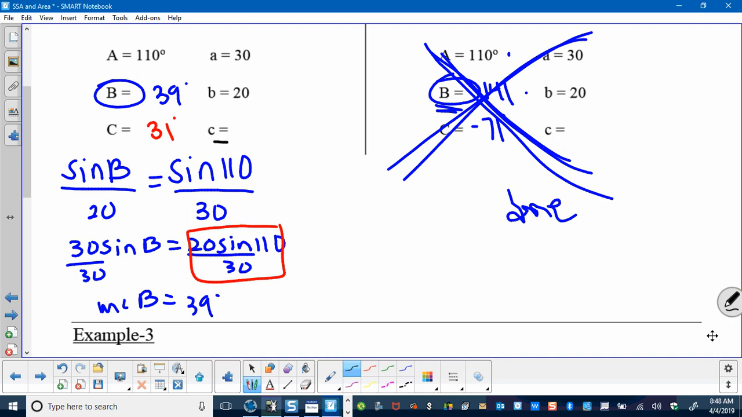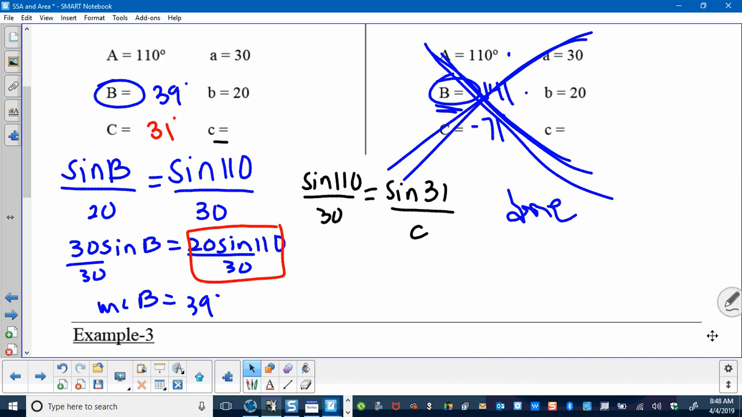I want to use the matching pair they gave me so that I don't mess anything up. So I'm going to use A again. I'm going to use sine 110 over 30 equals sine, I'm trying to find C, so sine 31 over little c. I'm going to give you a second to type that in your calculator. Cross multiply. Remember, I want you to round sides to the thousandths, so if you did that correctly, you would get 16.443.